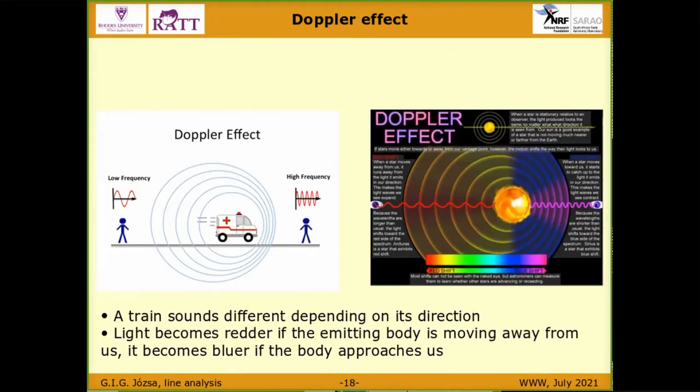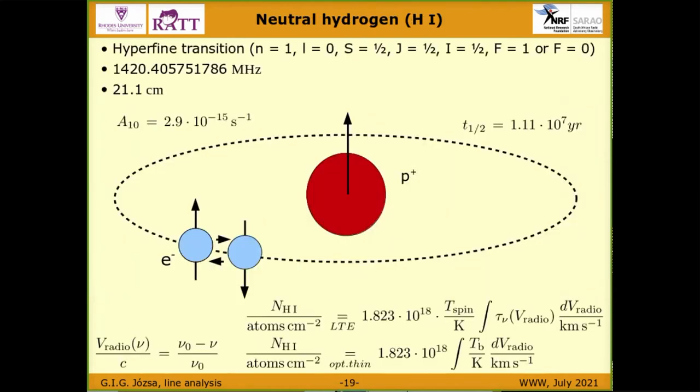Now the advantage of this, or any line, is that you can make use of the Doppler effect. So the color of the line, the frequency of the line, gets redshifted depending on the radial motion with respect to us. It becomes redder if it goes away from us, redder in this case meaning the frequency goes down, and it becomes bluer if a source comes towards us. In other words, the frequency gets increased. This is how it looks in more physical terms.